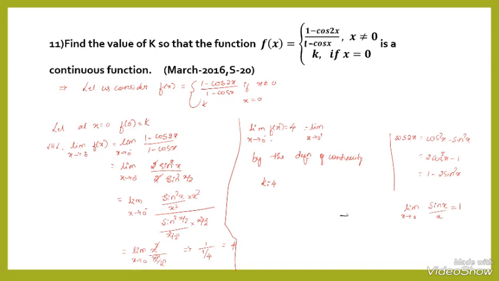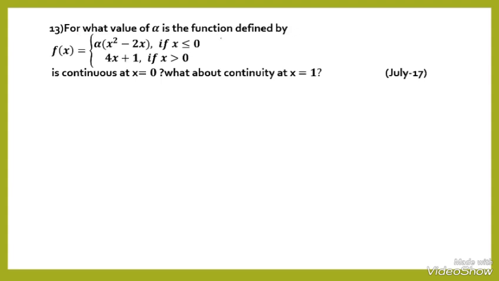Next, we will solve the next problem. For what value of alpha is the function defined by f of x equals alpha of x square minus 2x if x is less than or equal to 0, 4x plus 1 if x is greater than 0, continuous at x equals 0? What about the continuity at x equals 1? First we have to check the continuity at x equals 0. If it is continuous, then we check the continuity at x equals 1.